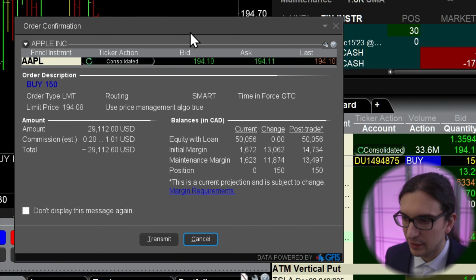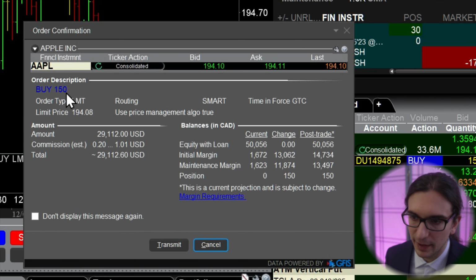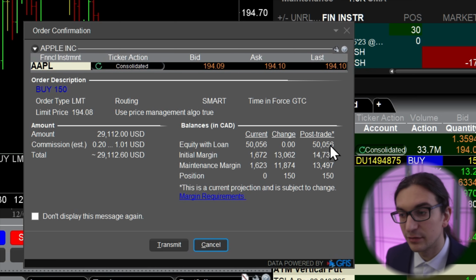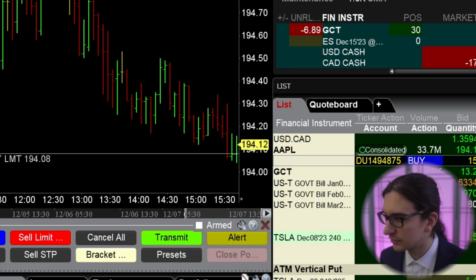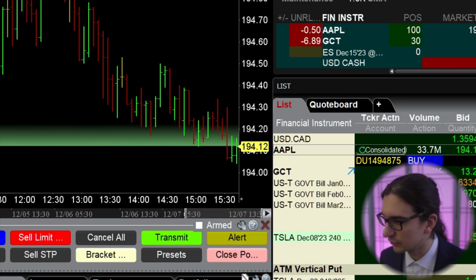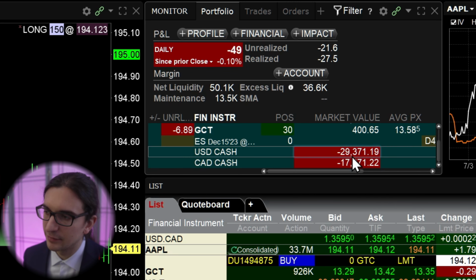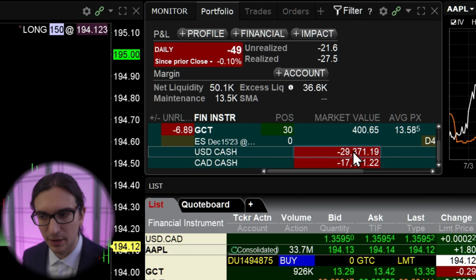So let's say I go crazy and I want to buy a lot of stock here. So I put in an order to buy 150 shares of Apple. And you can see that the new maintenance after I initialize this position is going to be around, let's say, 13,500. So let's start by initializing this. I'll just buy it at the ask. You can see now we have negative cash in USD, which is fine because we're trading on leverage.